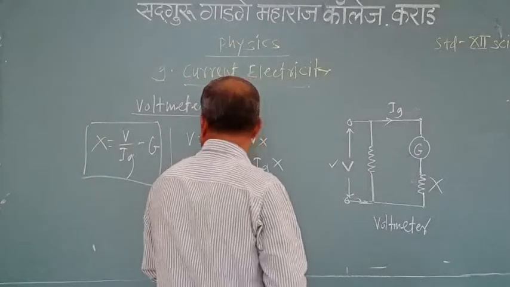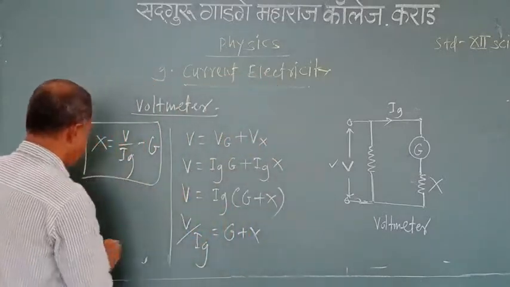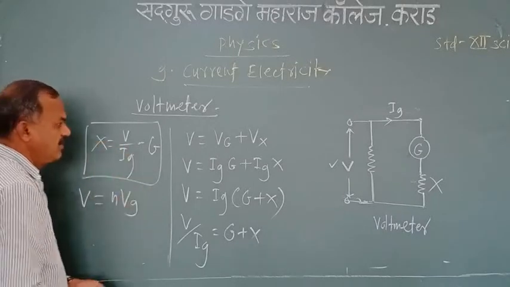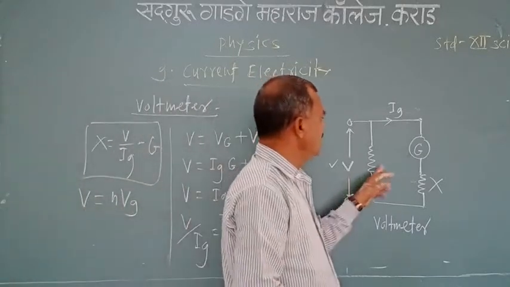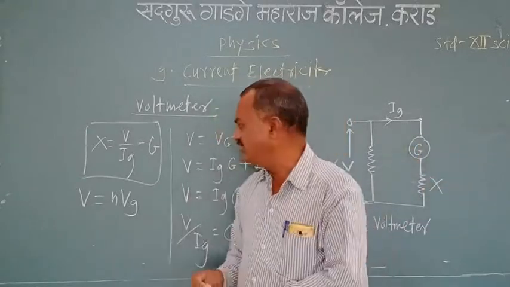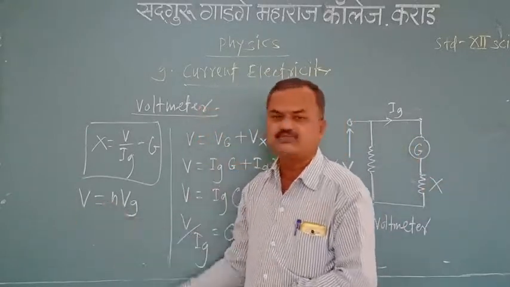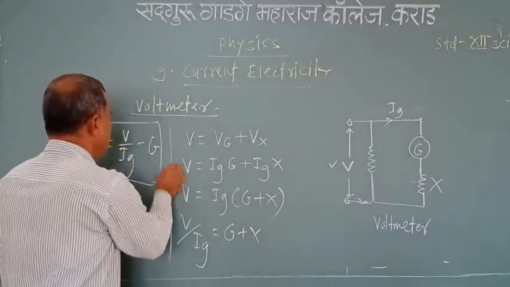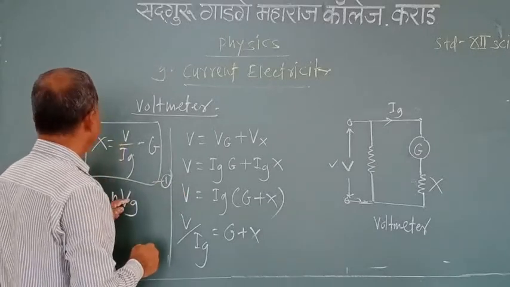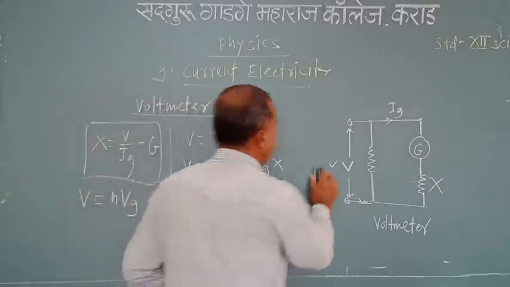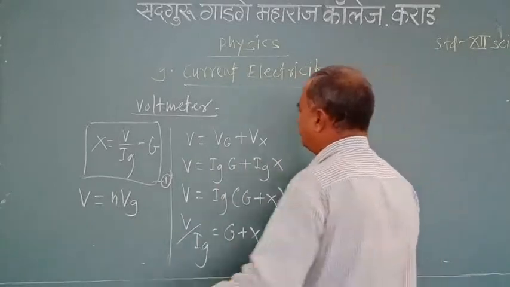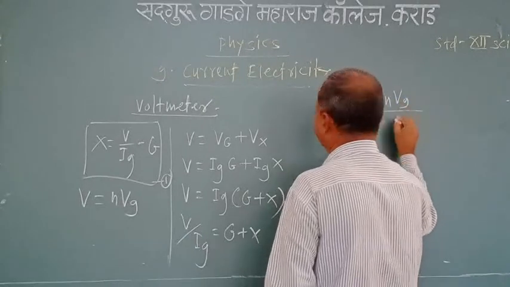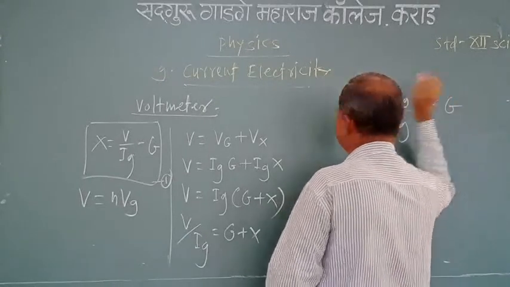Also, we have some relation. V is equal to N times Vg, where V is the total potential to be measured and Vg is the potential across G. We can write the equation V is equal to N times Vg. Substitute this value in equation number 1: V equal to N times Vg. Equation 1 becomes X equal to N times Vg divided by Ig minus G.